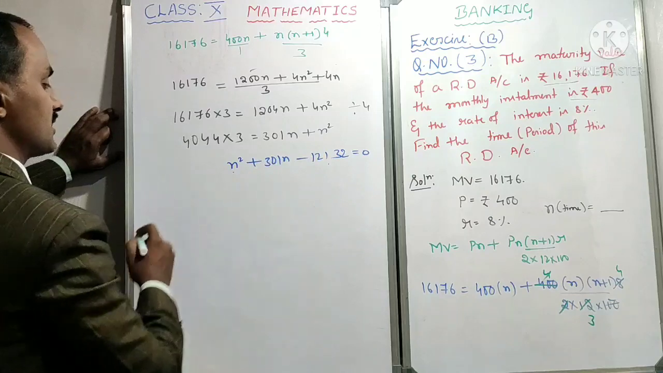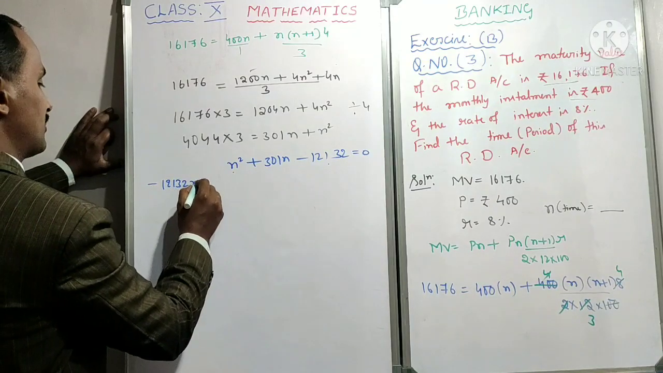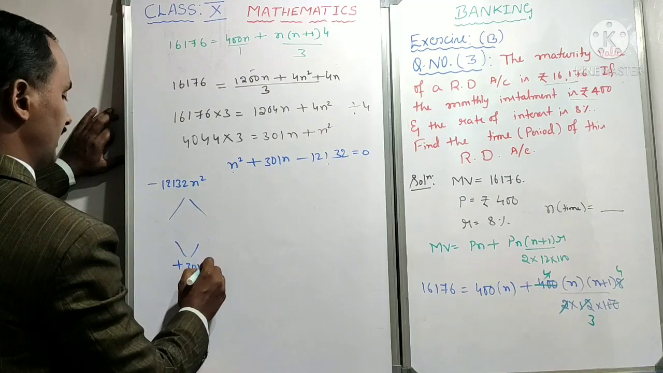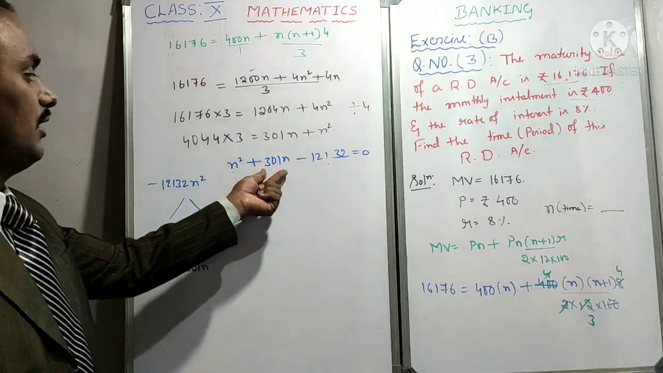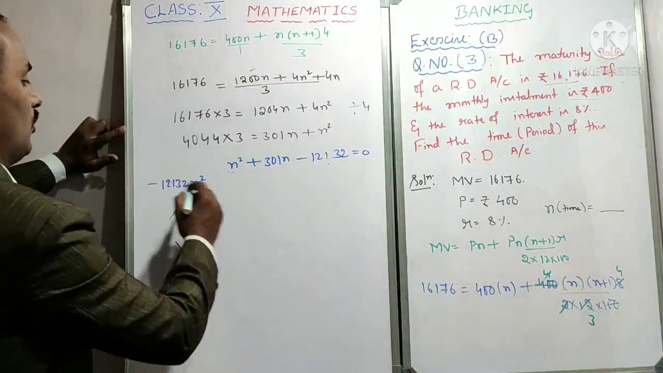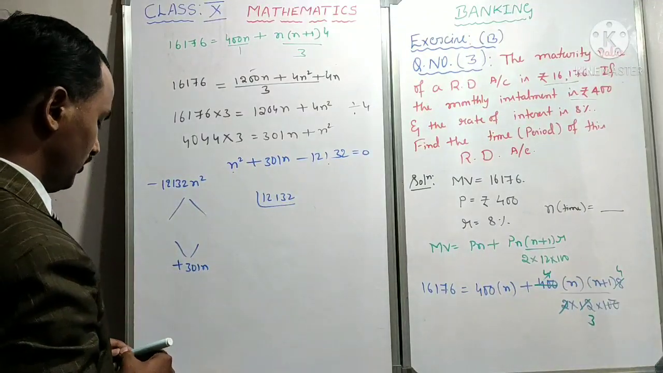This last term and first term product is minus 12,132 N square. Draw two lines, middle term is plus 301N. This one we are splitting with the help of these two products. Now 12,132 I am factorizing. Prime factorization, you know that.